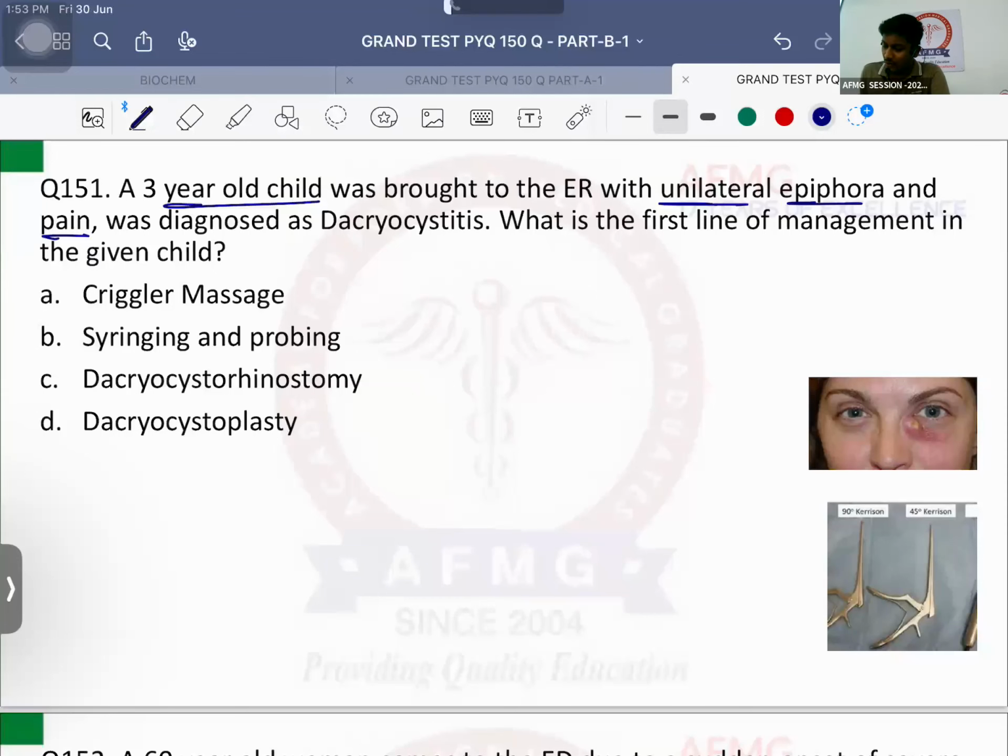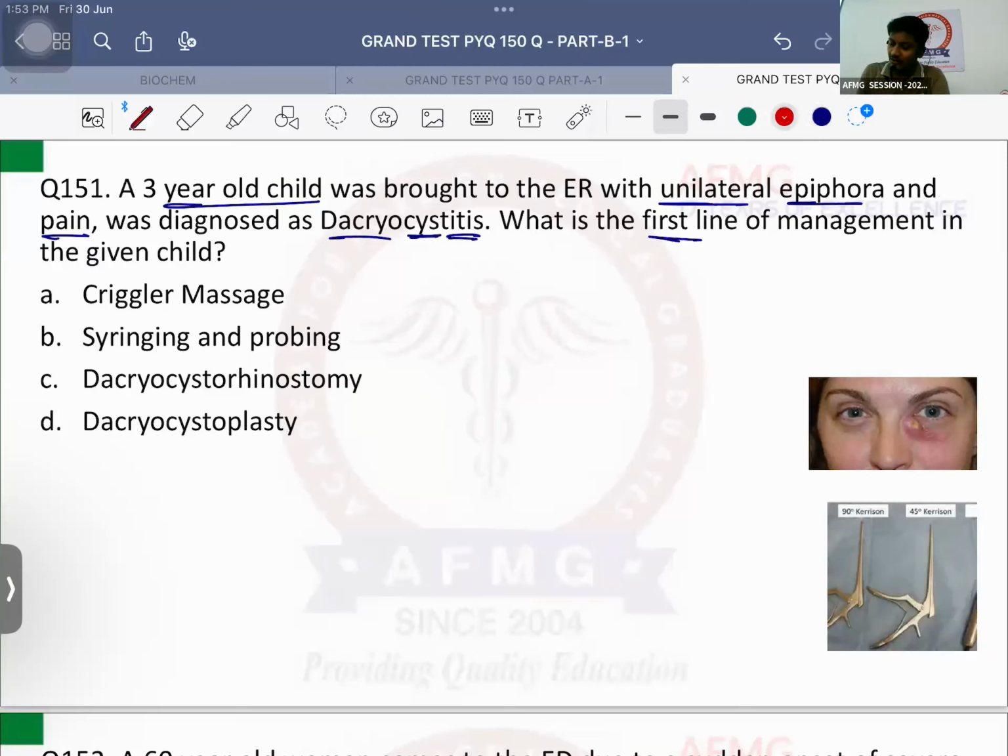Cystitis. What is it? Inflammation. Dacryo means lacrimal sac. Cyst means sac. Okay, so dacryocystitis is nothing but infection or inflammation of the lacrimal sac or the lacrimal apparatus as a whole. Okay. What is the first line management of the given child?